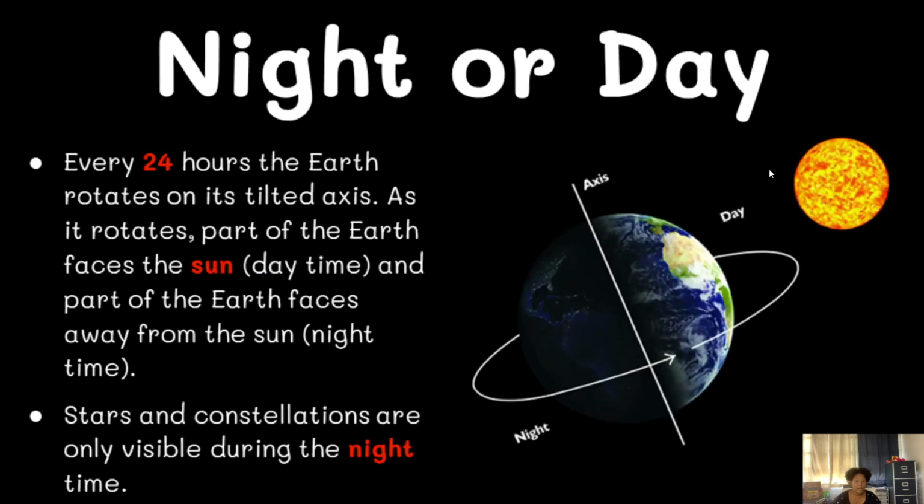So, night or day. Every 24 hours, the Earth rotates on its tilted axis, as you can see here in the picture. As Earth rotates, part of the Earth faces the sun. When that part is facing the sun, it's daytime. And then the other part of the Earth faces away from the sun. So, of course, it's nighttime. Stars and constellations are only visible during the nighttime. The only star that we'll see during the daytime is the sun because it's so close. But everything else, it must be nighttime.